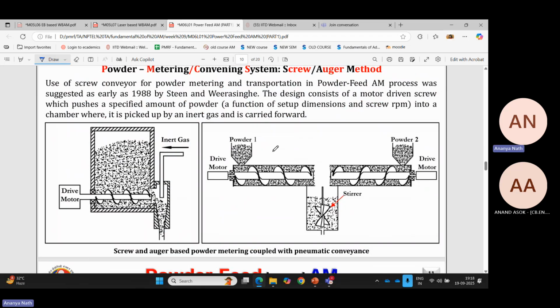Now comes the various ways how you can deliver the powder. So these are the conveying systems. This is kind of a conveyor. When it rotates, it carries the powder and comes to the stirrer. The stirrer will stir the powder together if we are interested in mixing two powders. And then through this nozzle, the argon gas will carry the powder to the deposition zone.